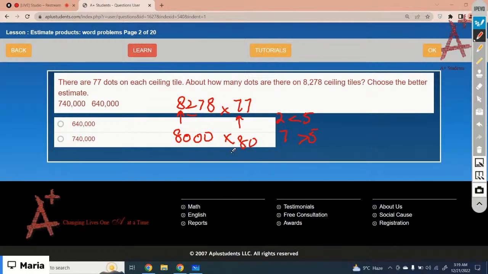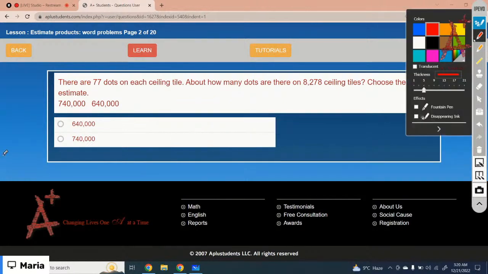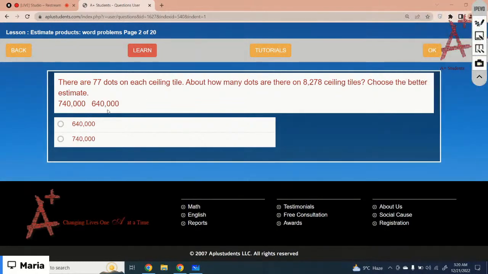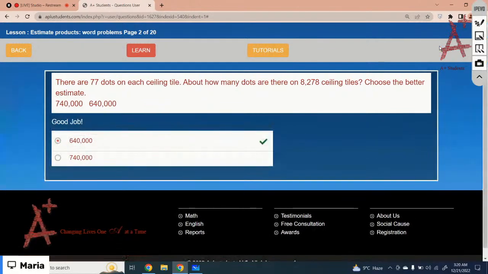Just multiply the non-zero values. 8 times 8 is 64. Got it? And write the zeros as it is. 1, 2, 3, 4. So it would be 640,000. Got it? The first option is the correct one. Just select the correct option, then click on the OK button.